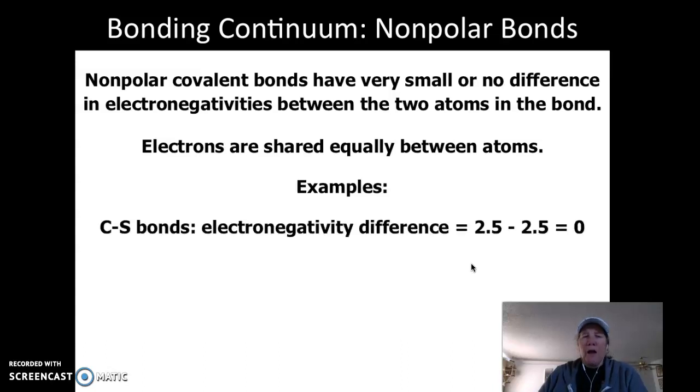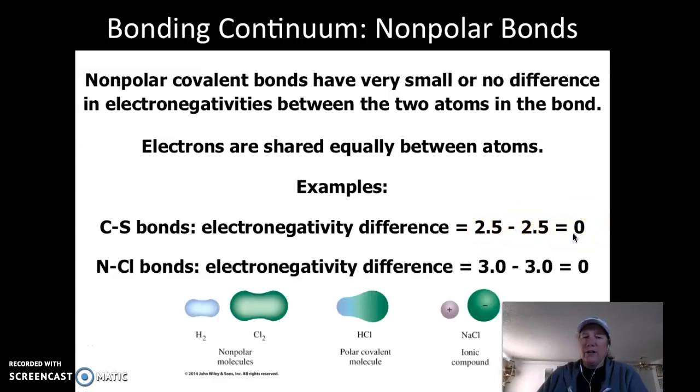Here's between carbon and sulfur. Carbon is 2.5, sulfur is 2.5. The difference is 0, so this is a nonpolar bond. They share their electrons equally. Two hydrogens or two chlorines, not hydrogen and chlorine, but just two hydrogens or two chlorines, are nonpolar because they're going to be right in the middle since they both have the same electronegativity.